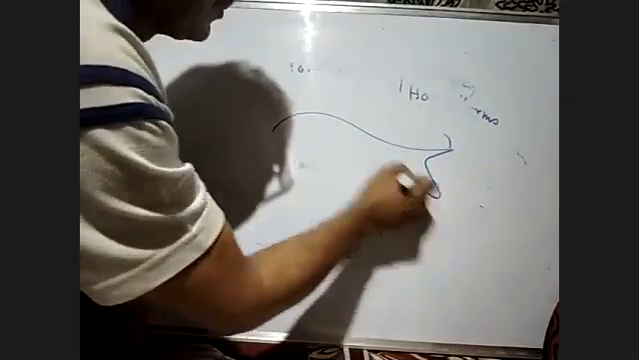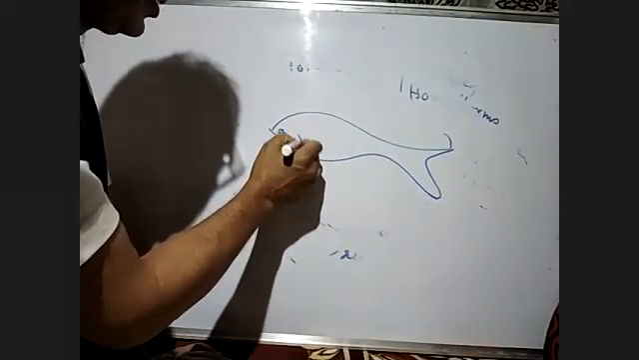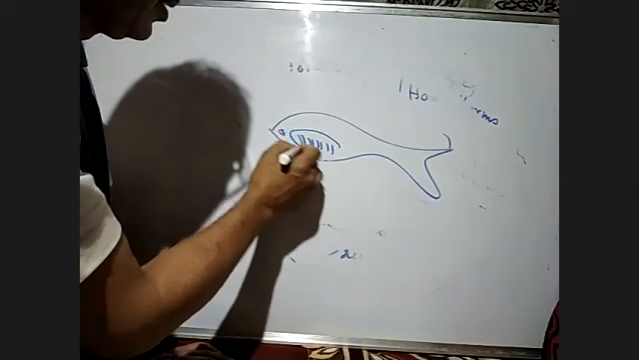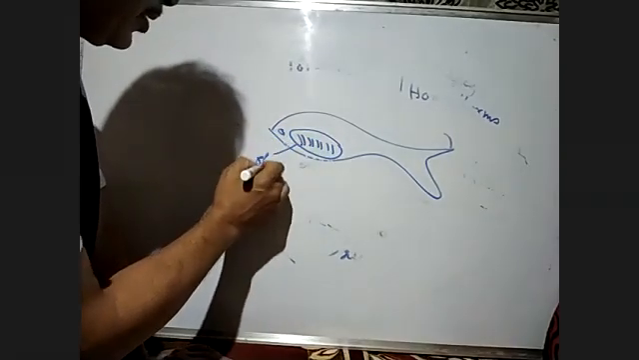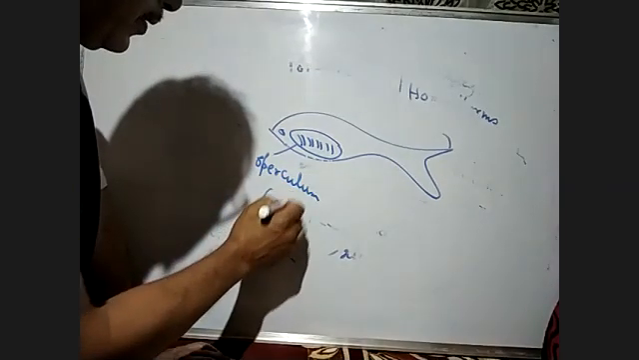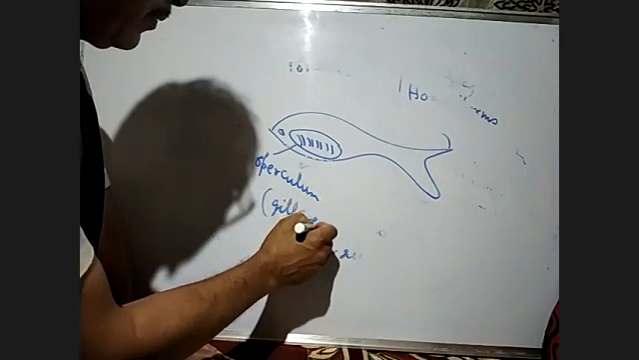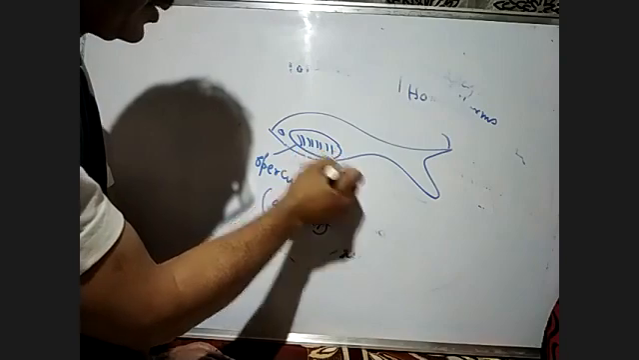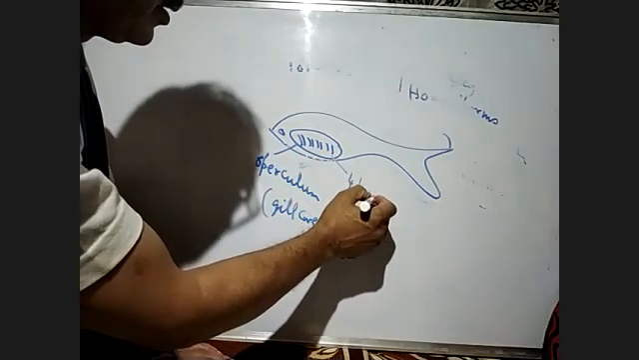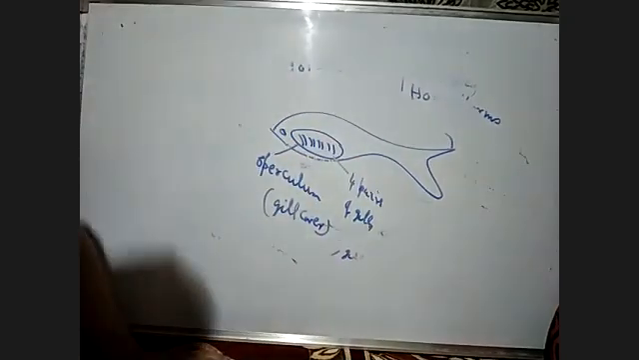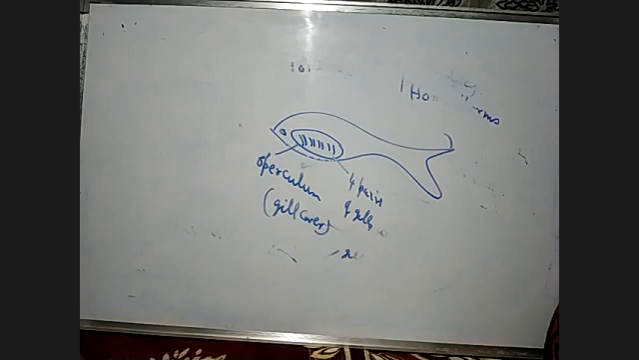Suppose we take the example of the mouth here. You see one pair, two pair, three pair, four pair. They are covered by operculum. This is called operculum or gill cover. These are the four pairs of gills inside, because inside there, four pairs of gills are present.